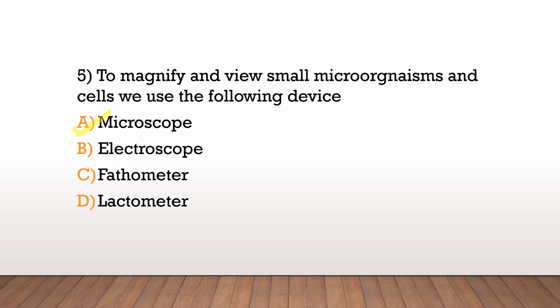Microscopes are used to view small microorganisms and cells. You can see in your school biology labs or pathology labs. Microscope plays very important role in blood grouping and blood testing. So next is electroscope. Electroscope, it is involved with electric current and voltages. Fathometer is used to measure the depth of the ocean. And lactometer, lacto means milk. We use it in detecting the purity of milk.